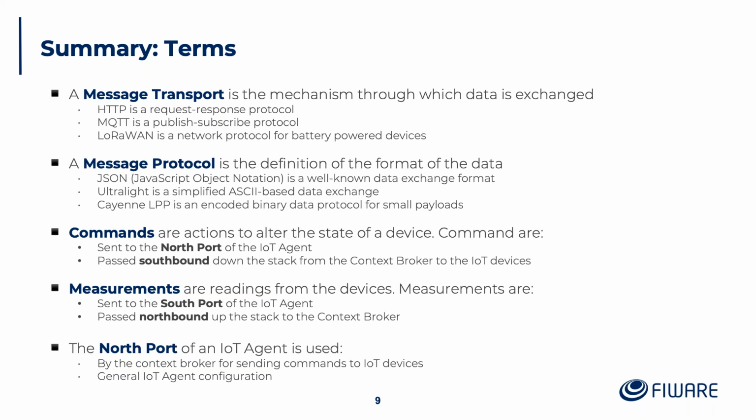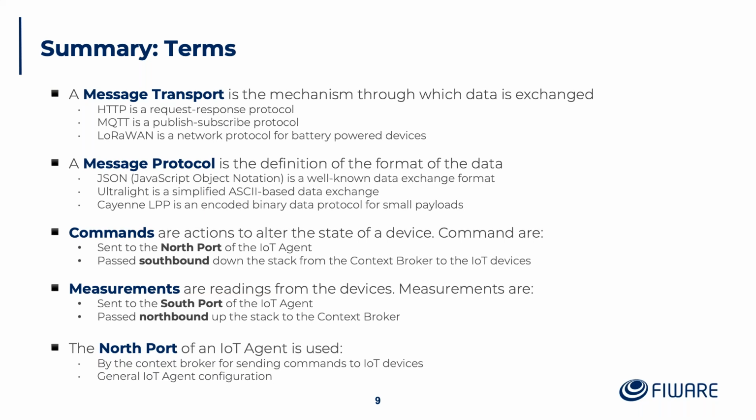In order to amend the state of a device in the real world, you need to send a command. And the command, as we did just right at the end, is sent to the context broker. The context broker then sends it to the north port of the IoT agent, which then works out what needs to be done to send down to the devices. In other words, passed southbound. Measurements come the other direction, which is the readings from the device. And again, the final situation is that you get the information within the context broker.